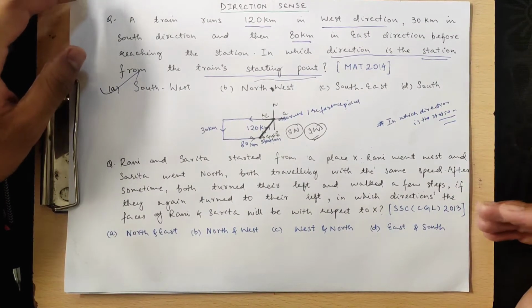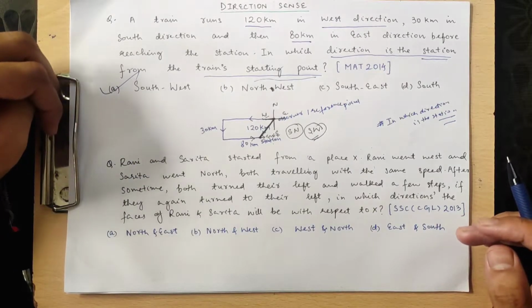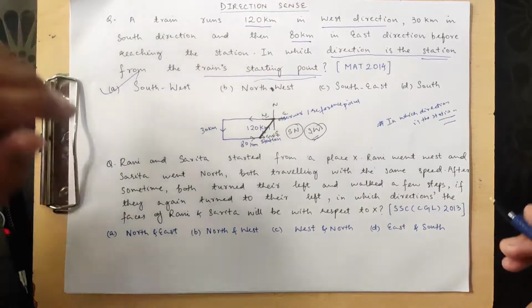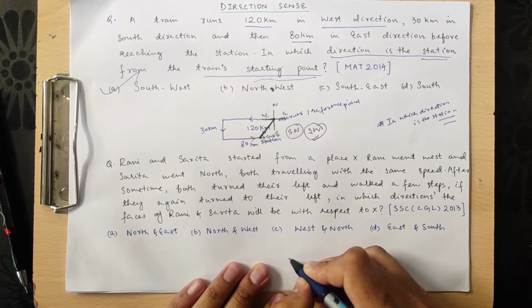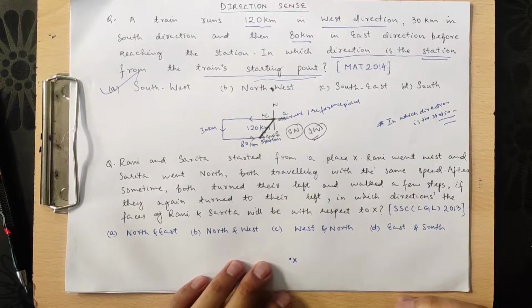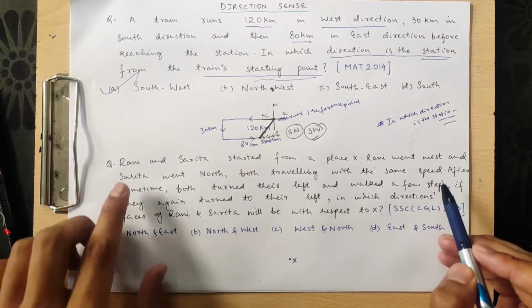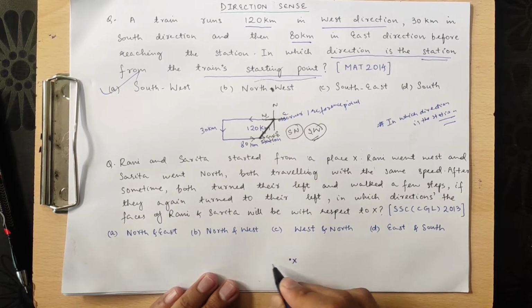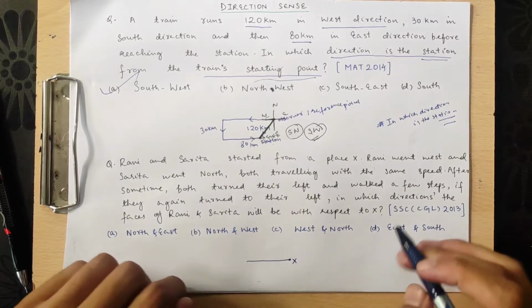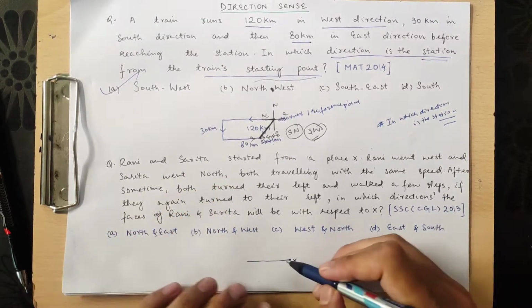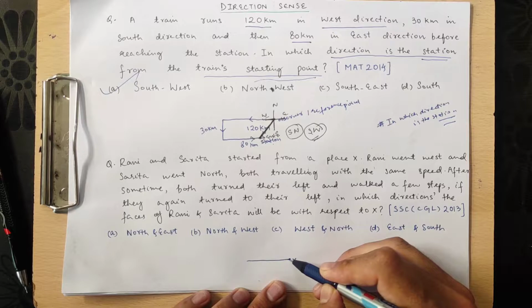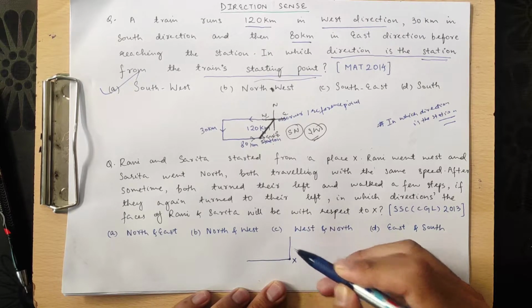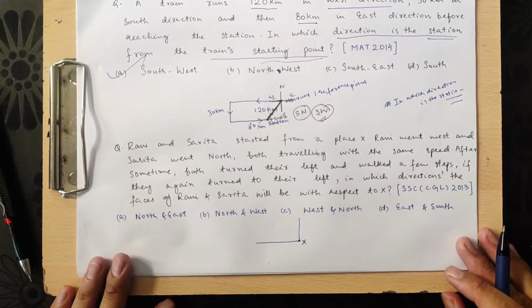Coming back, Rani and Sarita started from a place X. They both started at the place X. So let's see here. Let the place be X. So this is the starting point, okay. Rani went west and Sarita went north. So Rani went in this direction, this is west. Great. And Sarita went north. So what's the north from this point? North is this direction, obviously, right? Okay, great.